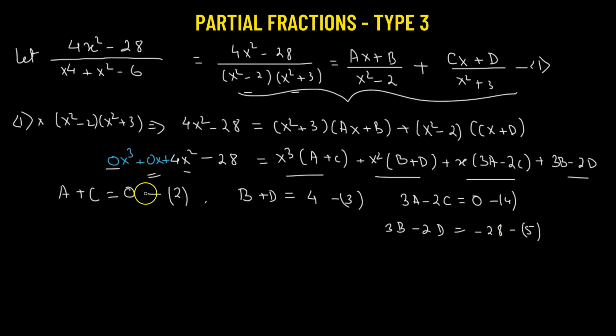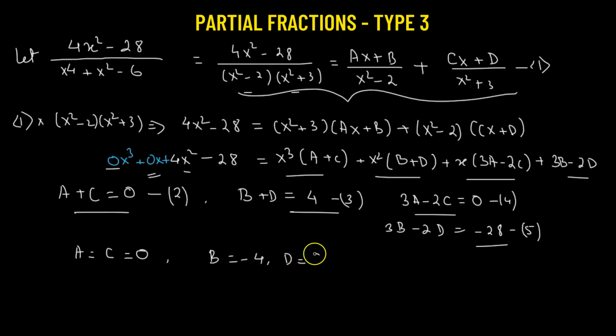So we have four unknowns a, b, c, and d, and we have four equations: equations 2, 3, 4, and 5. We can solve these four equations. Clearly, if we solve 2 and 4, this gives us a equal to c equal to 0. Then if we solve equation 3 and equation 5, we can obtain the values of b and d. The b value comes out to be negative 4, and the d value is equal to positive 8.